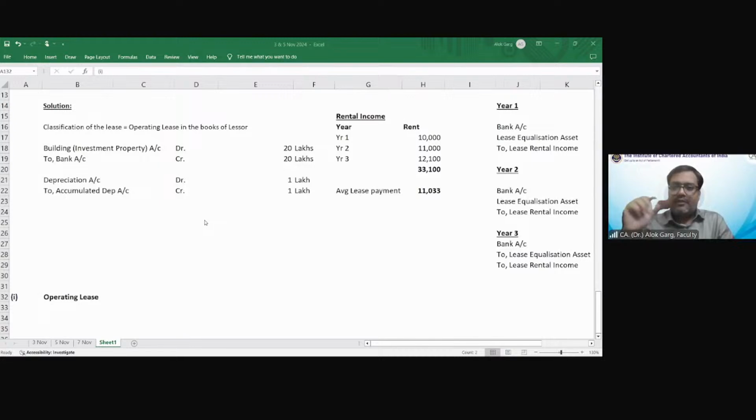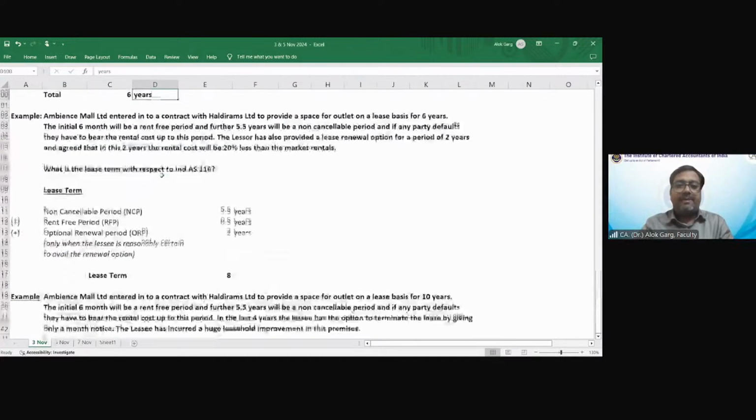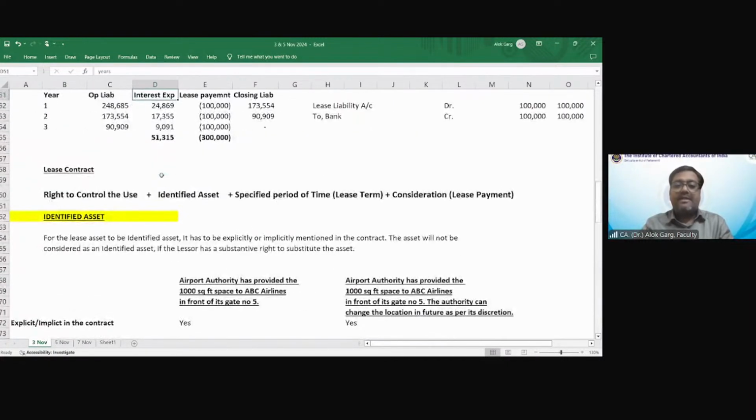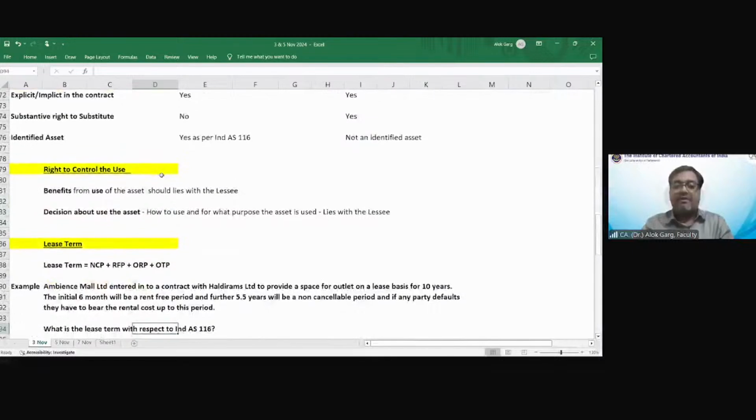Non-cancelable period plus rent-free period, plus what? Renewable period, renewable option, with its conditions. Optional renewal period, if the lessee is reasonably certain to exercise or renew, or optional termination period, right? So these are the lease terms which we have discussed, correct? So we have already discussed that lease term consists of all these four scenarios, okay?